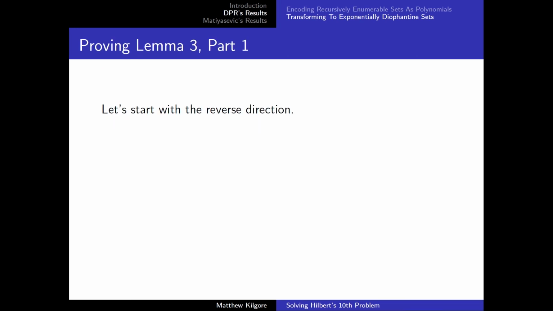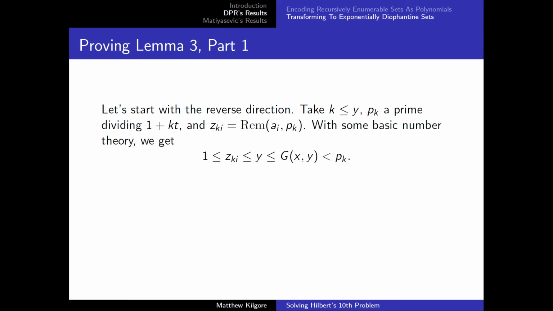To prove lemma 3, let's start with the reverse direction. We're assuming the terrible result that we will never have to pronounce again is true. Then we'll set, for k less than or equal to y, p_k to be a prime dividing 1 plus kt, and z_{ki} equal to the remainder of a_i under p_k. With some basic number theory, this becomes a series of bounds. y less than or equal to z_{ki} less than or equal to y less than or equal to g of x, y less than p_k.